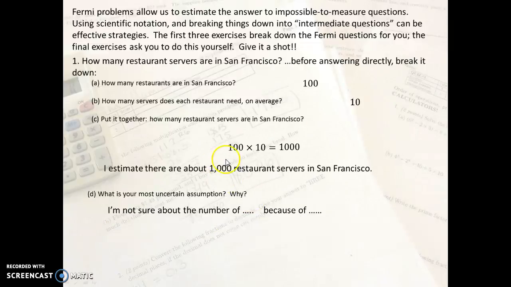We know the math has limitations. We're not sure about that number. Where do you get 10 from? I'm just guessing. We know there's limitations. Now it's your chance to explain the limitations.